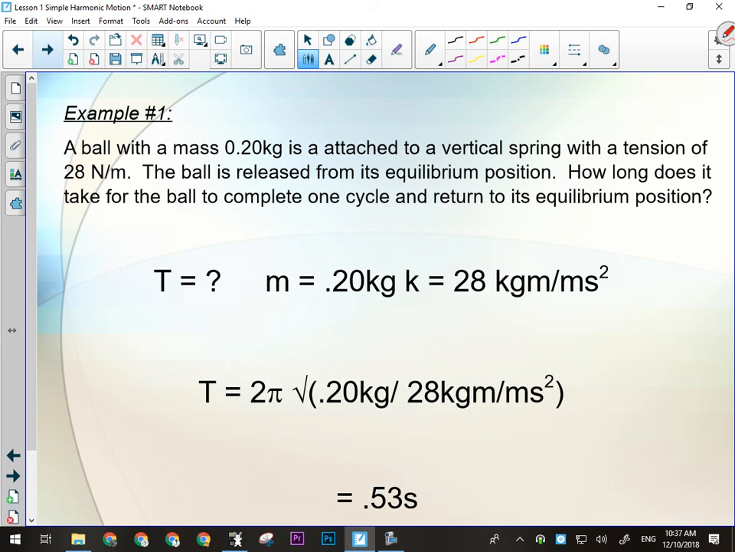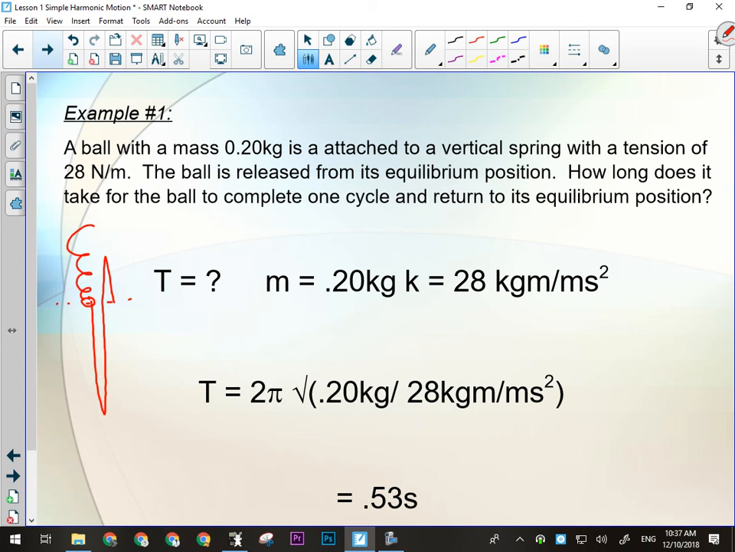All right, so this is a vertical spring. Doesn't matter that it's vertical for period. It only matters for energy, okay? So here's the equilibrium position, okay? And the mass was on the spring, so I released it. It would go down, and then it would come back up, and then it would return. So I'm trying to find how long it takes for that oscillation to occur.